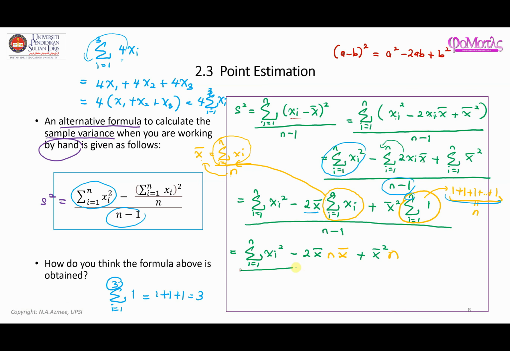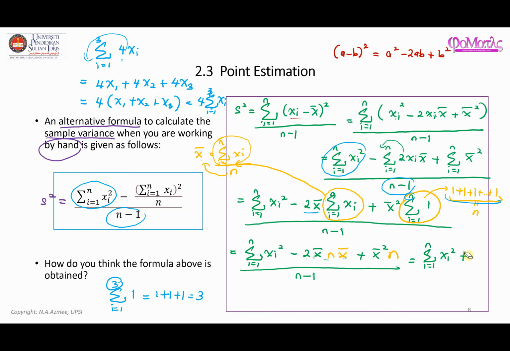Right, next we are going to divide that with n minus 1. Here you can see that x bar and x bar, if you multiply them, you will get x bar squared. So we have 2n x bar squared plus x bar squared n. This is negative 2, this is 1. So for the xi squared, you can add up the other terms because now you have the same n x bar squared. This is also x bar squared n, which is the same thing. So negative 2 plus 1 is going to be negative 1.